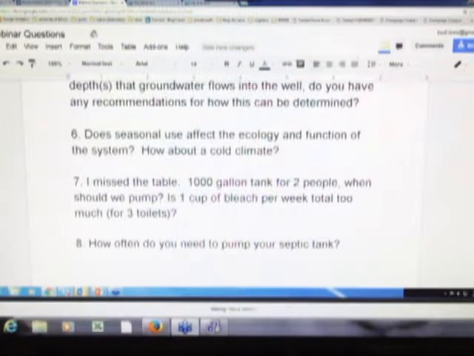Does seasonal use affect the ecology and function of the system? How about a cold climate? So basically, if it's only used intermittently in a cold climate, and you're only using it during the summer, let's say, how does that affect things, Ron, or does it?